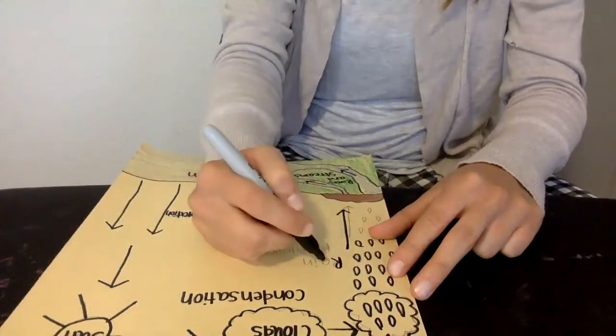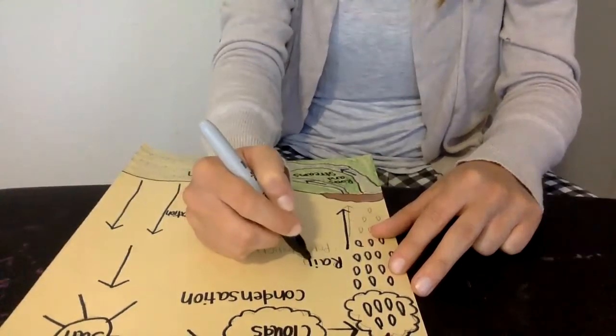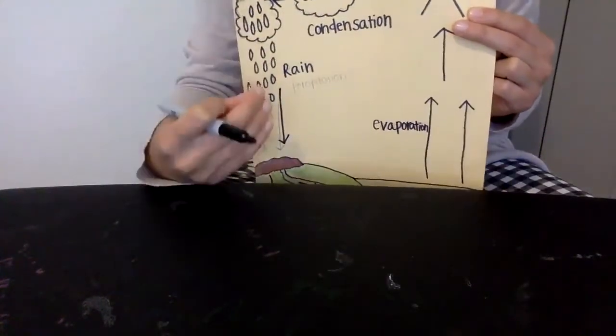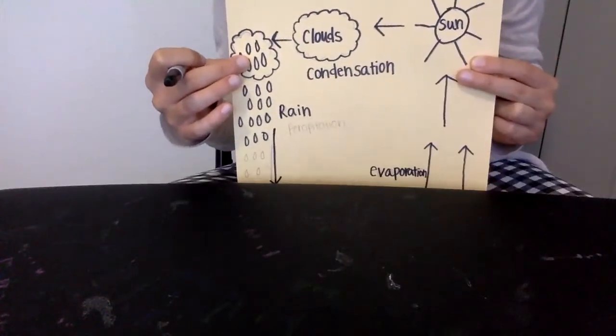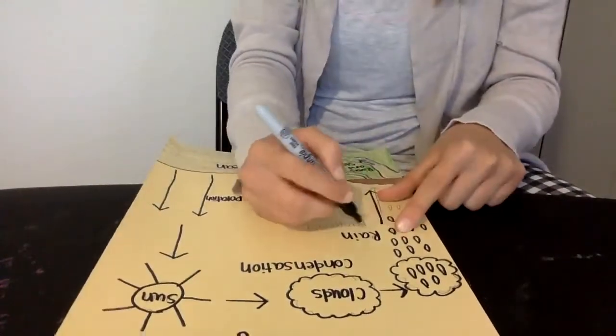R, A, I, N. And another word for this, when the water falls from the heavy rain cloud down to the earth, is called precipitation. Can you say precipitation? Precipitation. We are going to write the word precipitation right under rain.